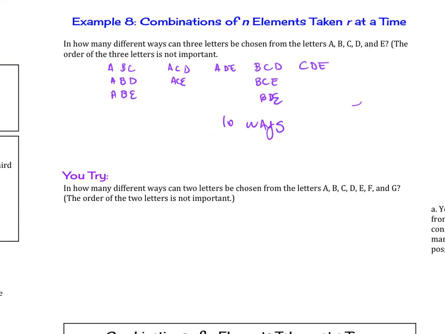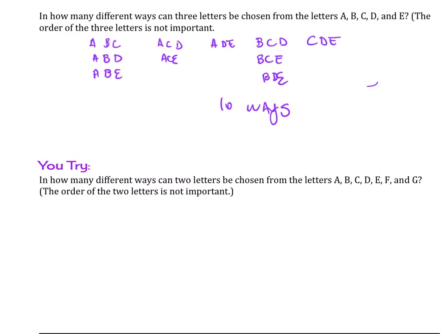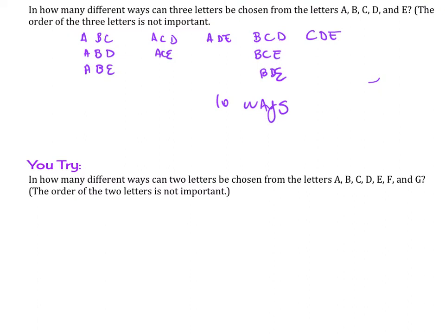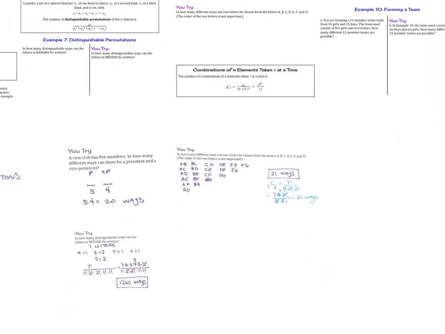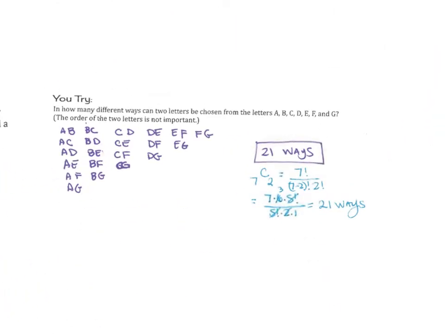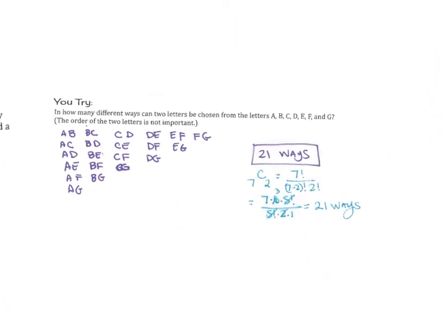Try out this example here. In how many different ways can 2 letters be chosen from the letters A, B, C, D, E, F, and G? The order of the 2 letters is not important. If you listed it out, you would find that there are 21 ways.